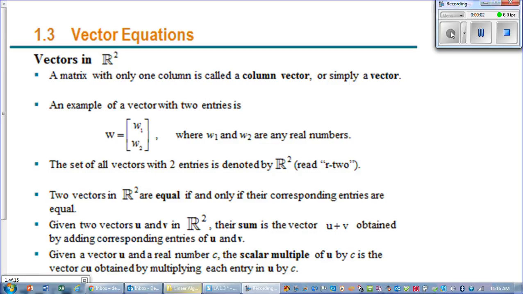Okay, so we've just talked about matrices being a rectangular array of numbers with, if it's an m by n matrix, m rows and n columns. Well, now we're going to define a vector. A matrix with only one column is called a column vector, or simply a vector. An example of a vector that has two entries would be written like this.